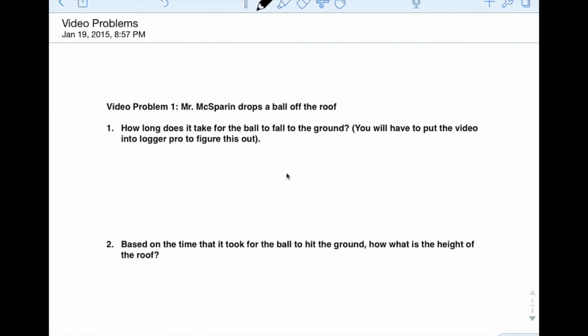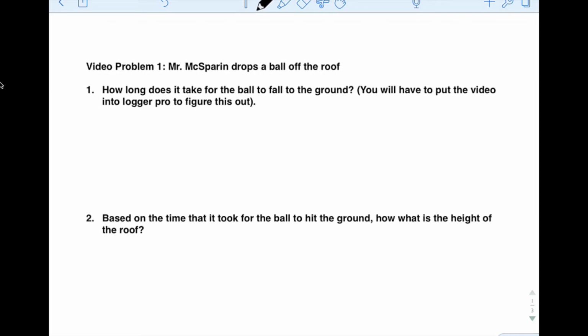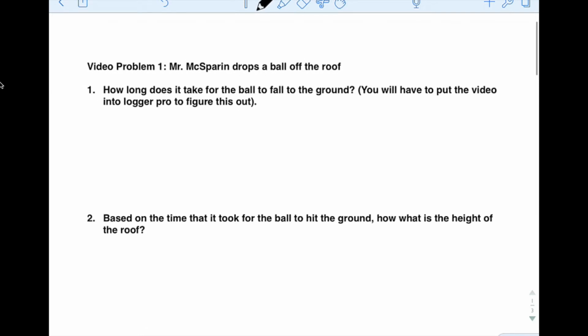All right, guys. This is going to be an answer key to the video problems. I'm going to do two separate ones. So this is going to be video problem number one. Mr. McSparron drops a ball off the roof. For number one, it's asking how long does it take for the ball to fall to the ground?